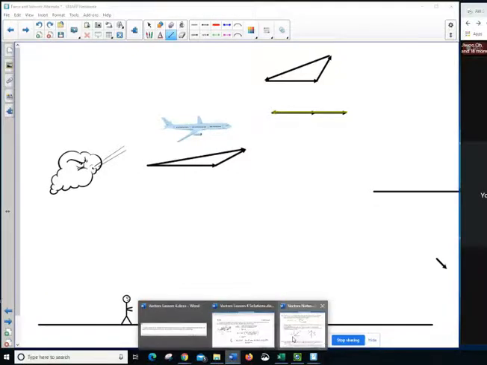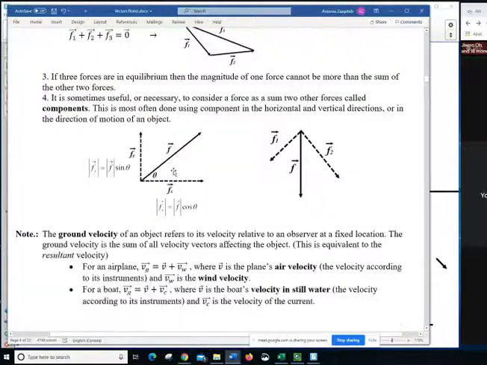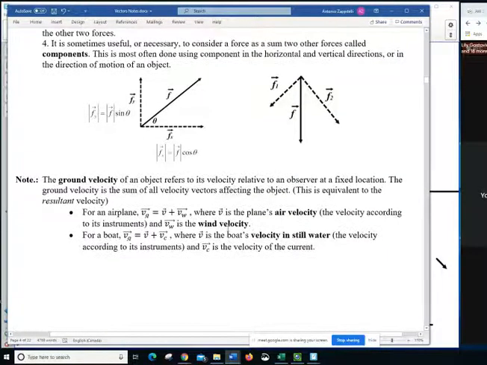All right, let's go back. We can take a force and break it up into perpendicular components. Of course, you can break it up into non-perpendicular components, but that's not something we're going to be seeing here. This could be horizontal, vertical, or any combination. And lastly, this idea of ground velocity is essentially another word for resultant velocity.